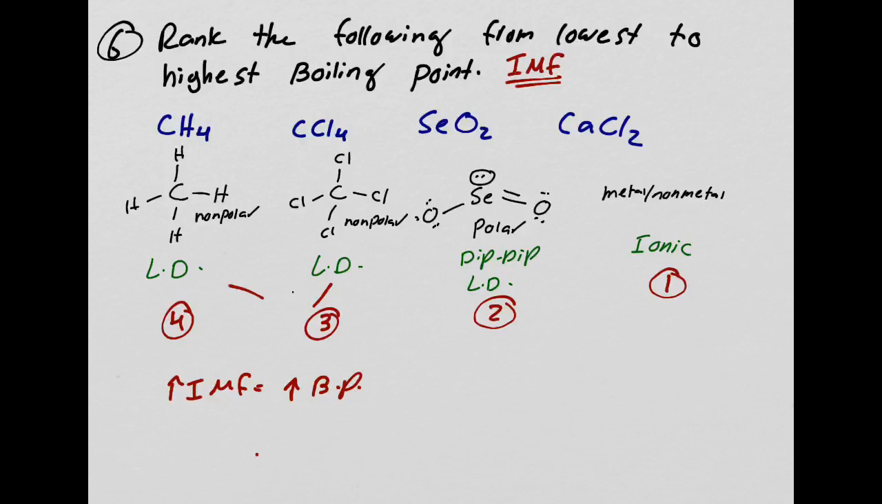You have to put more energy to break the intermolecular forces, so it will have a higher boiling point. Hopefully that makes sense. Okay, so higher IMF would end up being higher boiling point. So from lowest to highest: CH4, CCl4, SeO2, and CaCl2. All right, nice job.